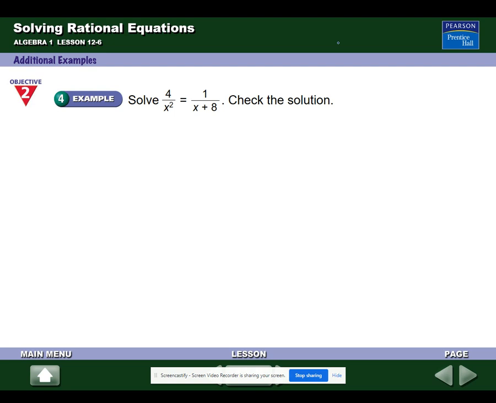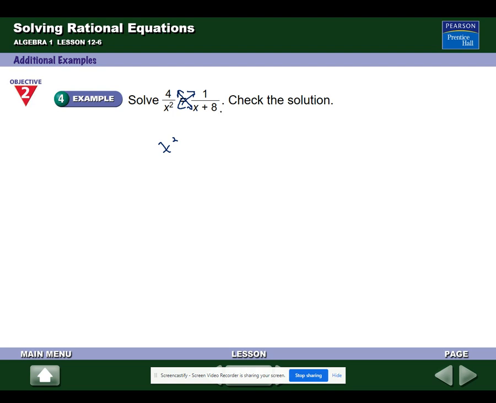So what do we do? What do we have here? We have fraction equals fraction. What do we normally do in math when we have a solving situation and it's fraction equals fraction? We call that cross multiplying. And that's what we're going to do here. So x squared times 1 is x squared.